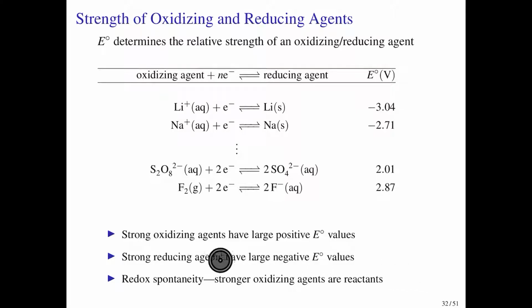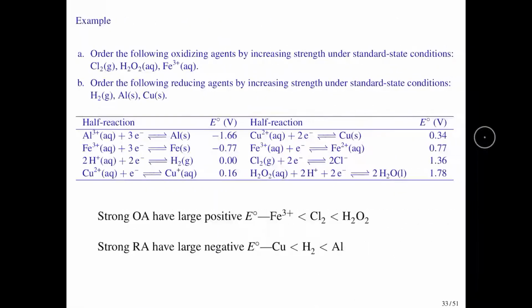And then there's a third rule here, that the spontaneity of a redox reaction can be predicted by comparing the strength of either the oxidizing agents or the reducing agents in the reaction. On each side of a redox reaction, you're going to find an oxidizing agent and a reducing agent. So there'll be a pair on each side. The side that has the stronger oxidizing agent is going to be your reactants as far as the spontaneous direction of change goes. And so we'll apply that rule in a bit as well.